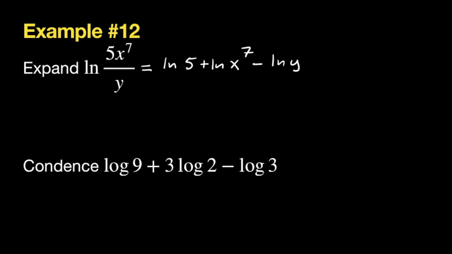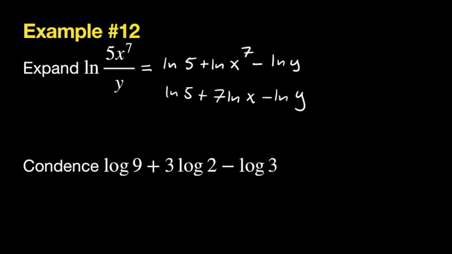Now we have an exponent and we need to get rid of that exponent, so we're going to put ln 5 plus 7 ln x minus ln y. And now that's the way that you expand the whole expression.